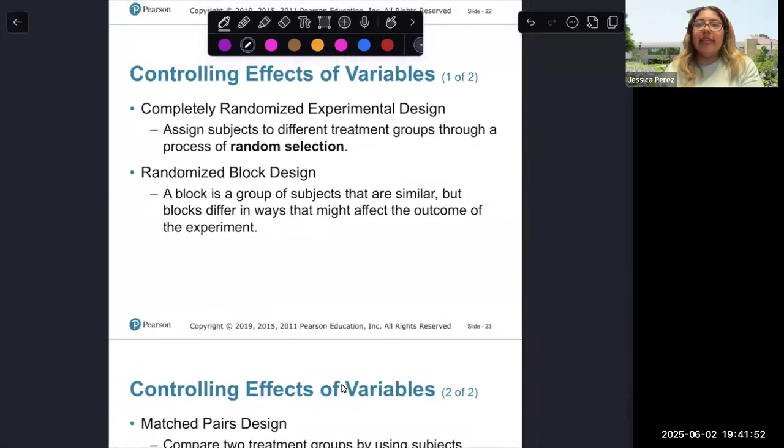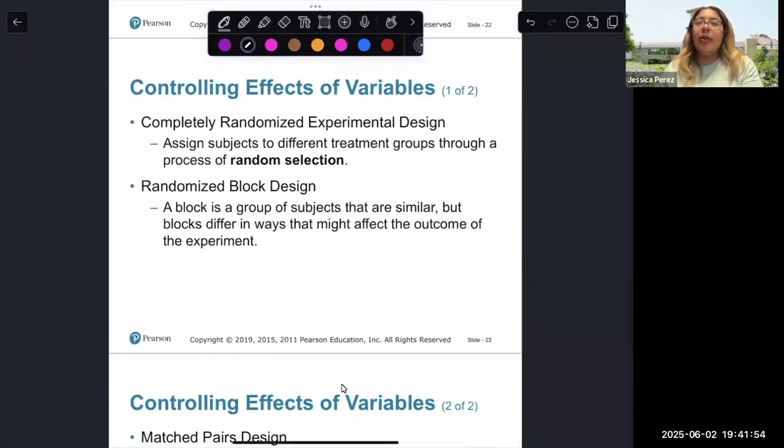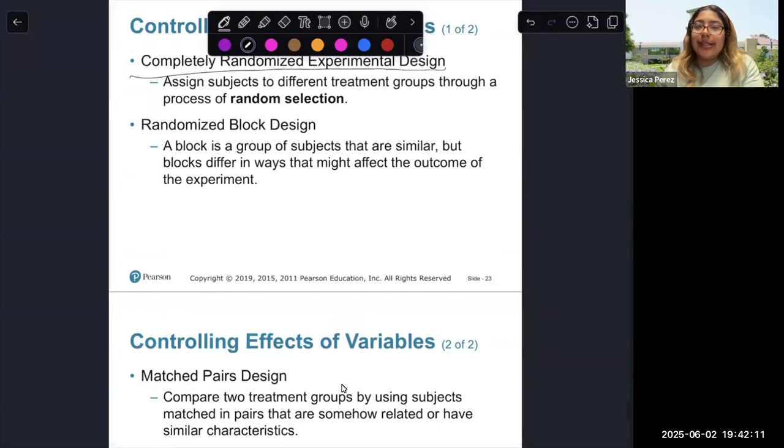What are the controlling effects of variables? How do we control these effects? Well, we use a completely randomized experimental design. We assign subjects, so assign people or patients, to different treatment groups through the process of random selection. We use a randomized block design. This block design is a group of subjects that are similar, but blocks different ways that might affect the outcome of the experiment.